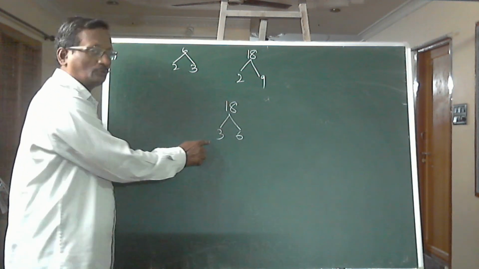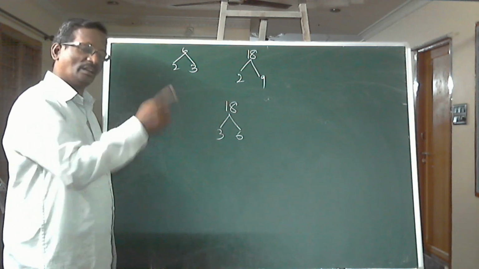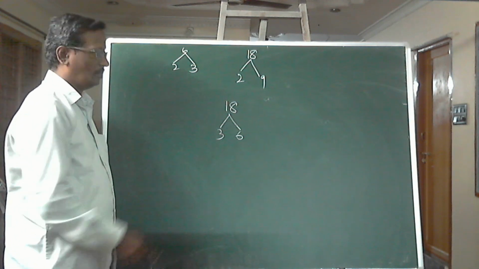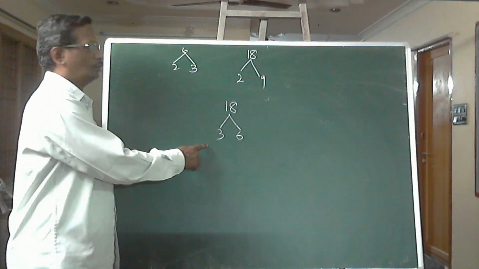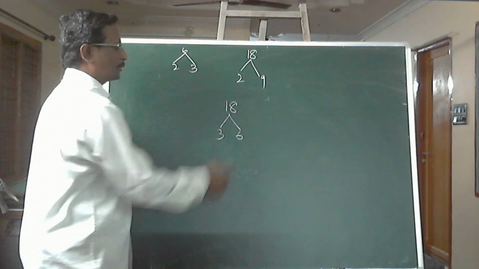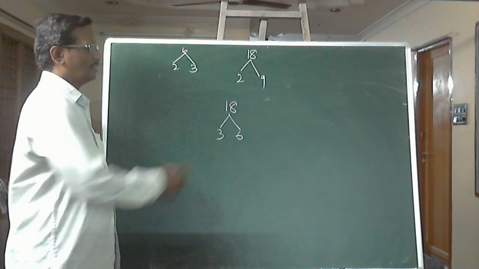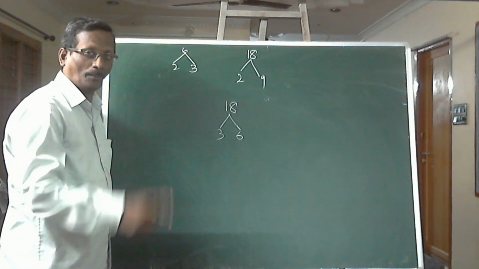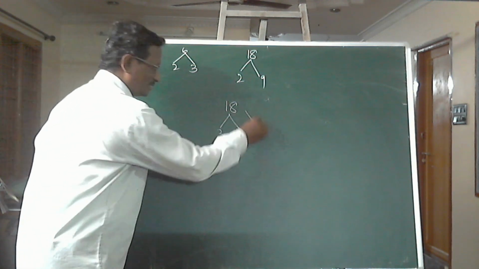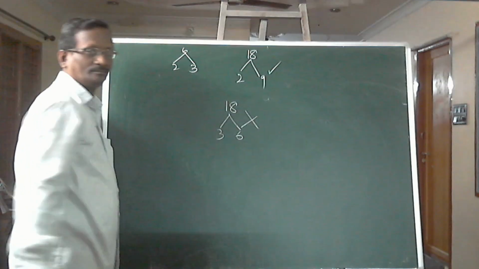But 18 can also be written in the form of 3 into 6. If you use this rule, sometimes it is divisible, sometimes not. It is not correct to split 18 into the product of 3 and 6, where the HCF is 3. Therefore, 3 and 6 are not co-primes. So it is not correct.